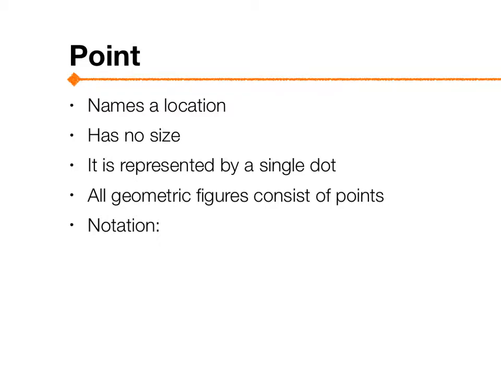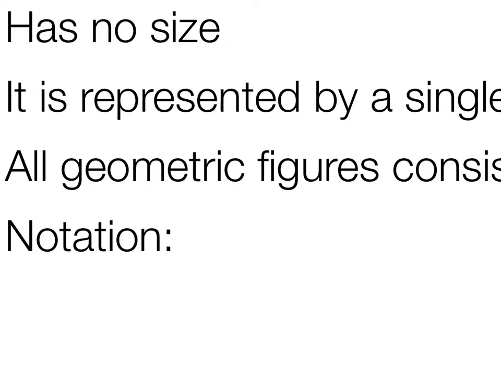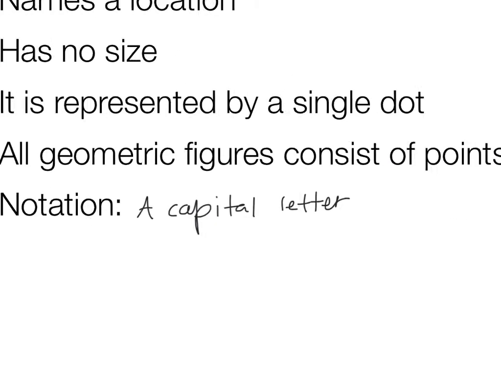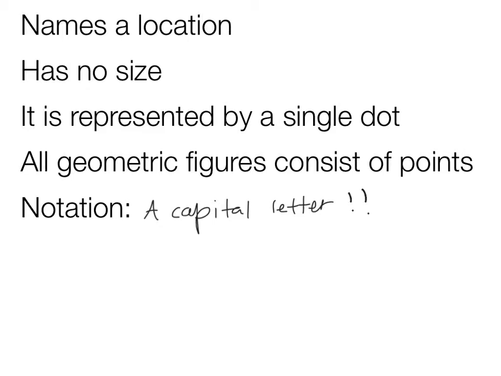So the notation for a point is a capital letter. This is extremely important. Highlight it, circle it, remember it. So if we have a point here, we would call this point A. If we had a lowercase a like this, that's not a point. We can't call this point lowercase a. It just has to be capital. So this is not a thing. It has to be capital A.